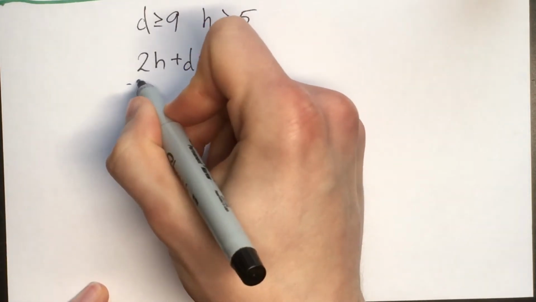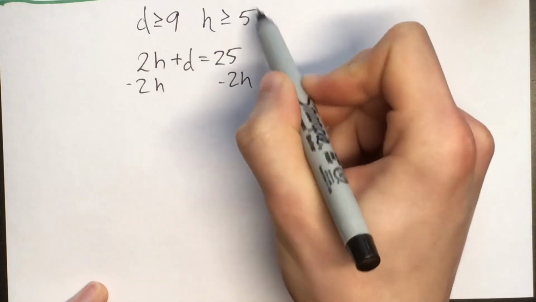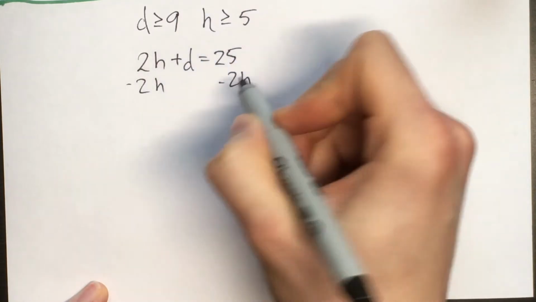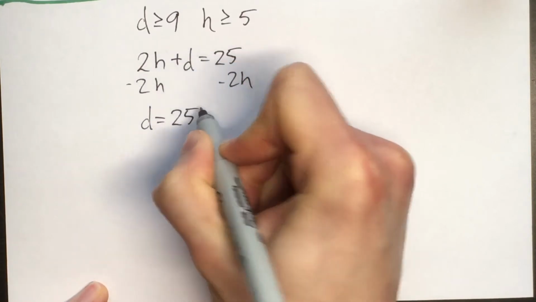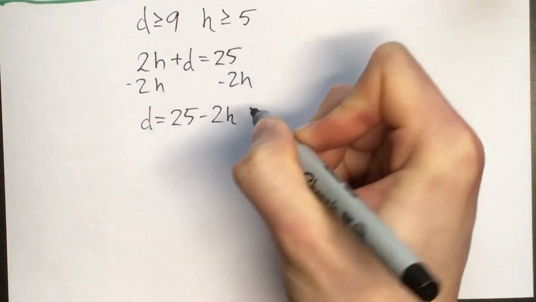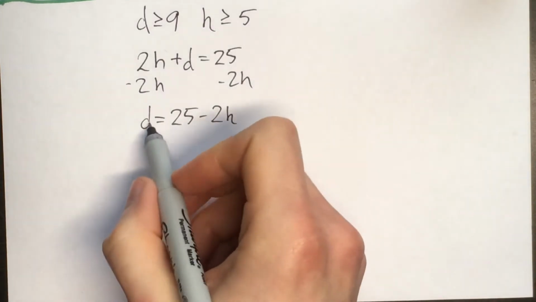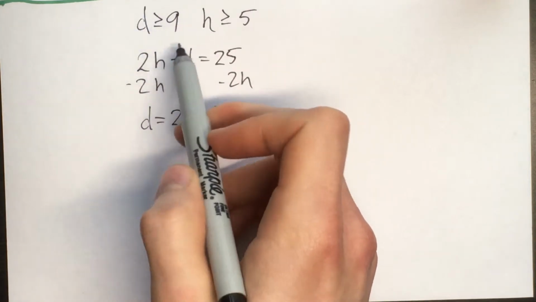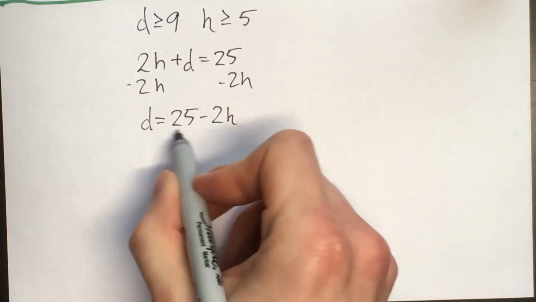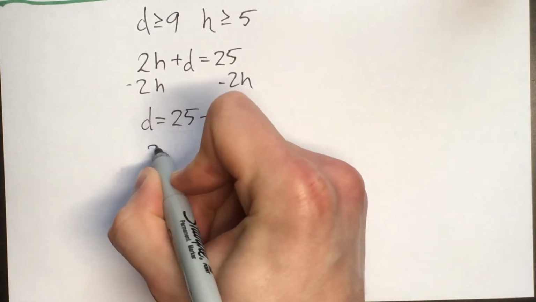So what if we did this? What if we subtracted 2H on both sides? Because we already know one limitation of H, right? So we get that D is equal to 25 minus 2H. Why is this interesting to us? Well, if D is equal to this, and we know that D has to be larger than or equal to 9 inches, that means this has to be larger than or equal to 9, right? So why don't we set up that inequality and solve?